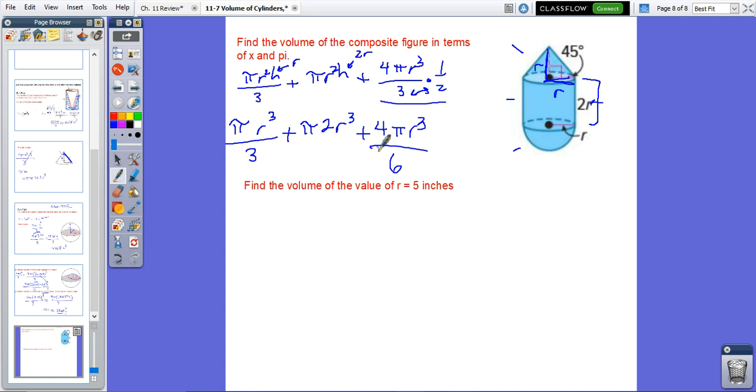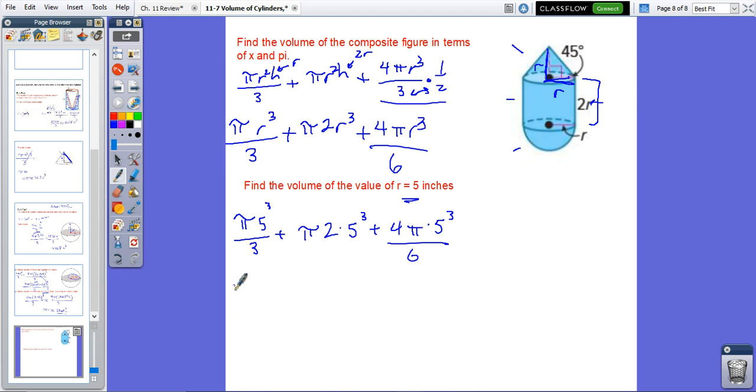All right, so this is as simplified as this particular formula will get. We can't go past that because we're combining 3 different ones, and that's the only relation all 3 have. So they tell us that the value of r is 5. So let's go ahead and substitute that in here. So we've got pi 5 to the third over 3 plus pi times 2 times 5 to the third plus 4 pi times 5 cubed over 6. All right, let's simplify this in terms of pi. Let's get as simple as we can before we actually start rounding this.